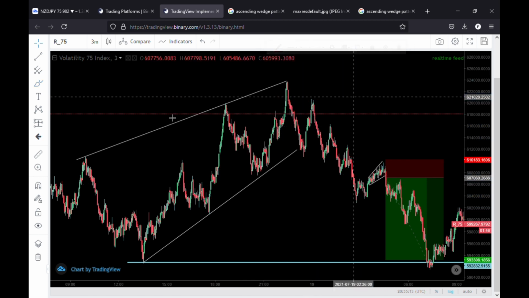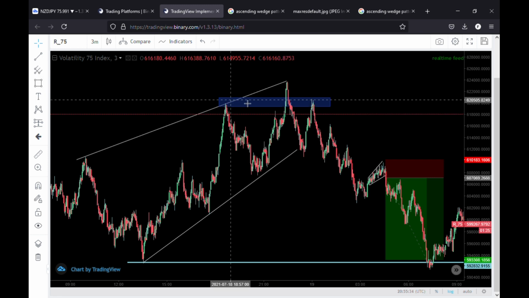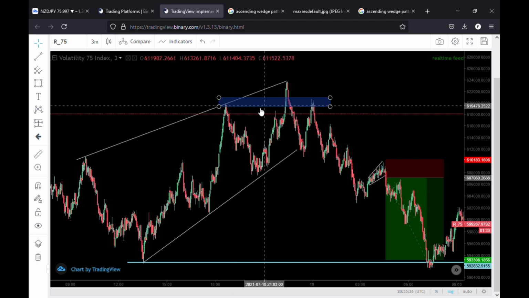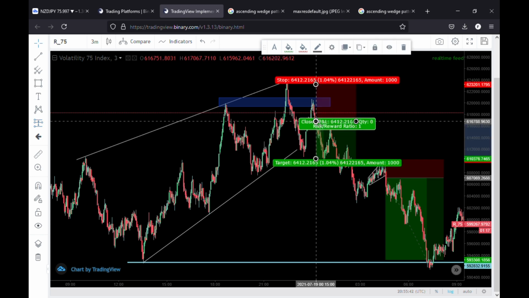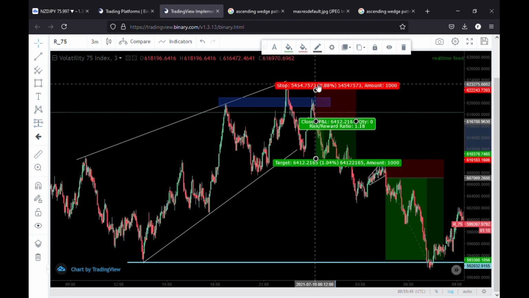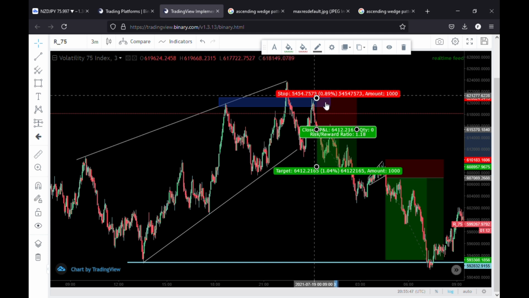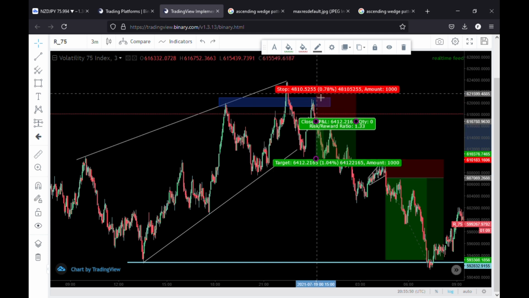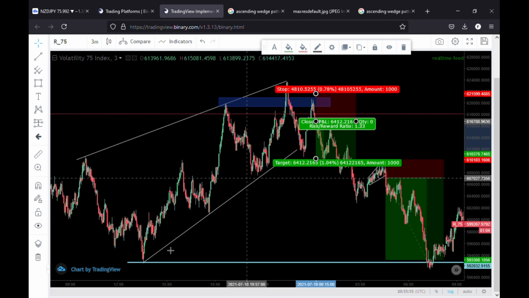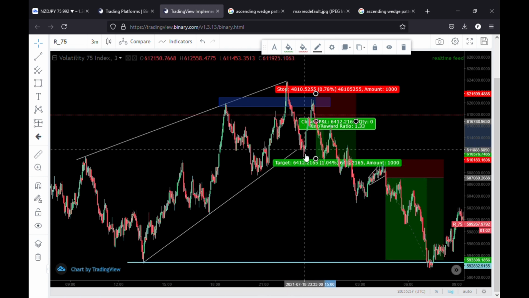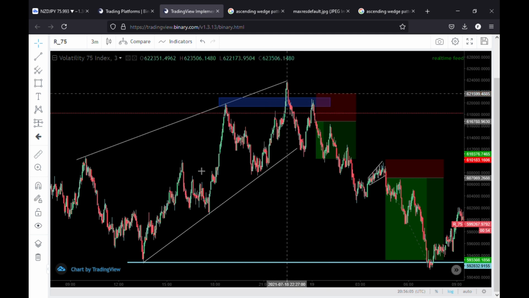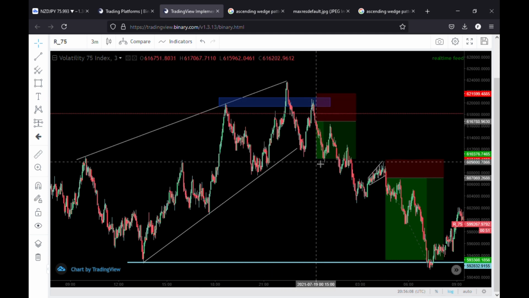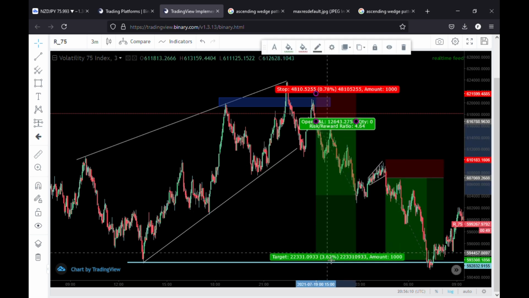So I could have entered. This is the resistance of the shoulders. So I could have entered somewhere here because now the pattern is confirmed. Could have entered here with my stop loss. The target is all the way to the bottom of the structure. Remember, we have broken out right here. We are aware that we are out of the wedge. So the target could have been down here.